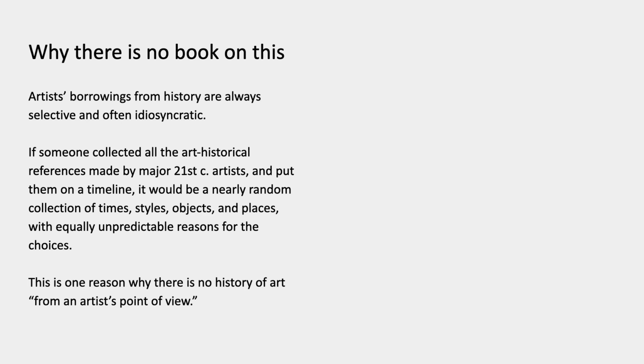If someone was to collect all the art historical references that are made by major 21st century artists and put them on a timeline, the result would be basically a random collection of times and objects, styles, spaces. So there wouldn't be any predictable reasons, and there would be very few patterns. There would be some recurring motifs, like that interest in prehistory that I was talking about with Brian O'Doherty and also Joseph Beuys, but most of it would be scattered through history. And that's one reason why there is no history of art, quote unquote, from an artist's point of view.